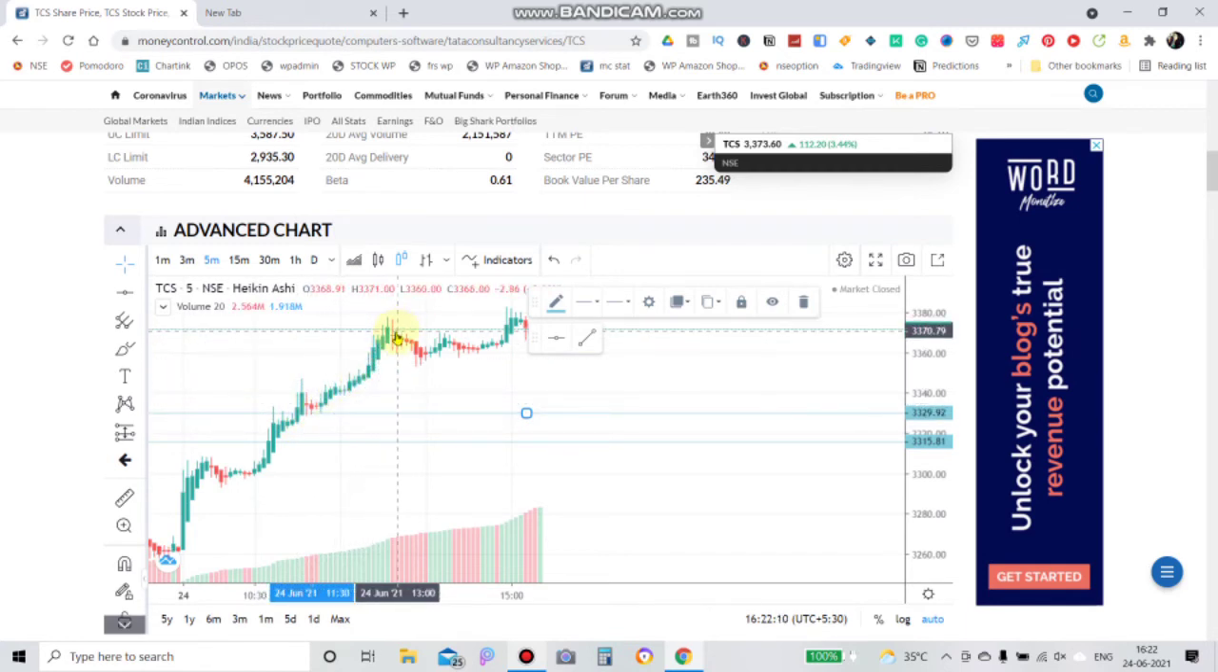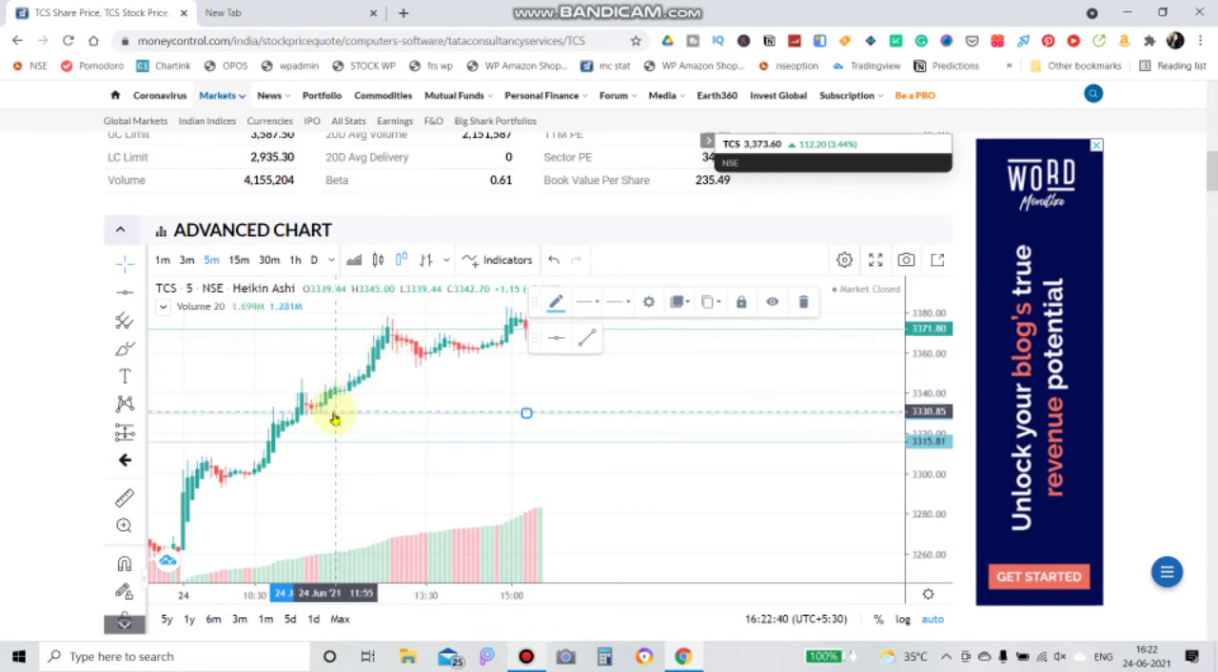Here it has ended. It has been constantly increasing in size, and suddenly it has given a red candle. So this is where we should take the profit. It will usually give these random whipsaws like 1 or 2 points, and then again it will increase. But to be on the safer side, we'll book the profit. So here we can take the profit.